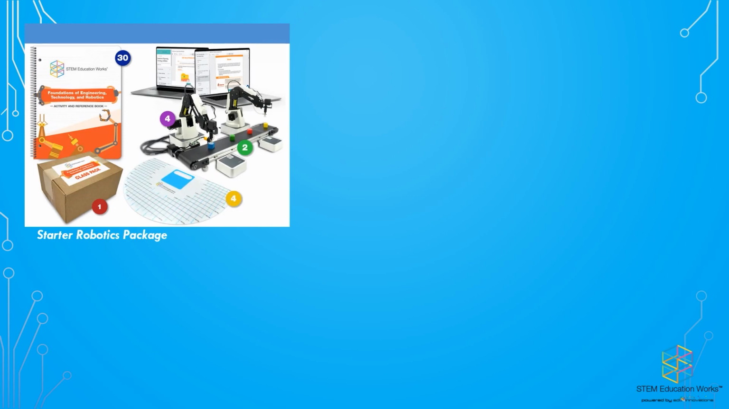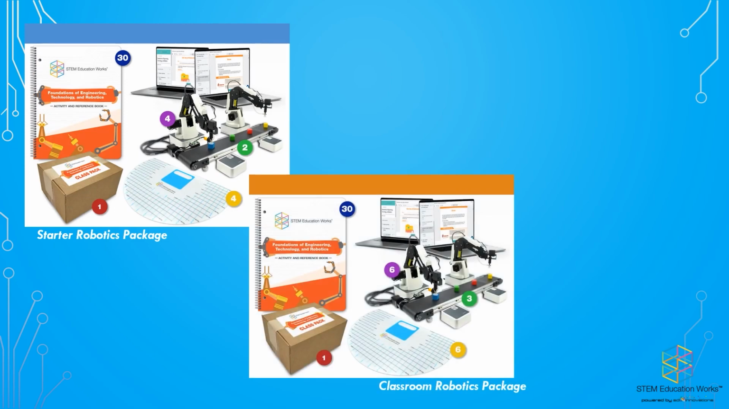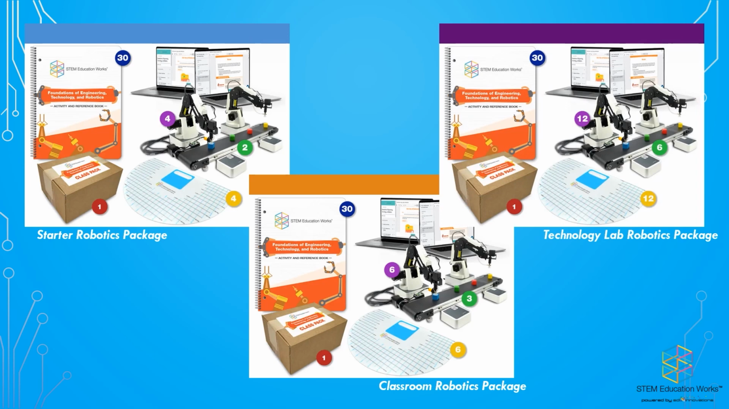So we actually have 3 different versions of the packages that you can purchase for this curriculum. The first version that we have here is the Starter Robotics package. In this package, you have 4 Dobot robotic arm systems, as well as 2 conveyor belt kits, and then 4 coordinate boards that can be used separately from the conveyor belt kit for the Dobot robotic arms. Those, of course, also come with the books that you see in the class pack. I'll talk about the class pack here in just a second.